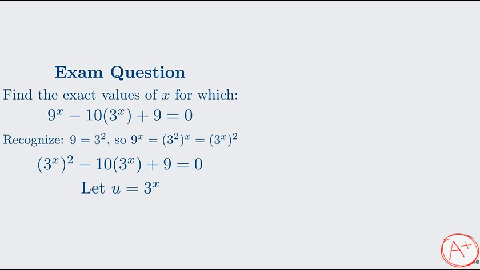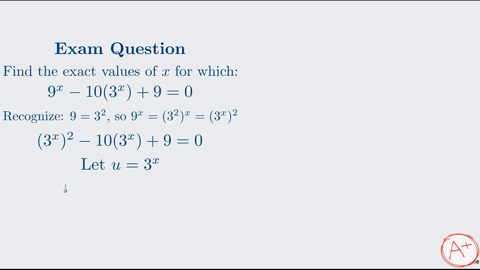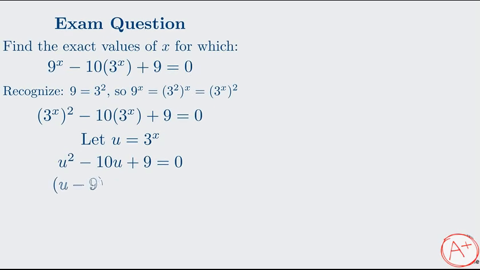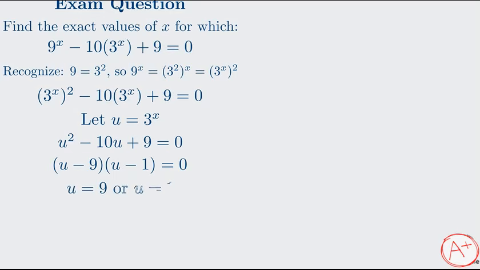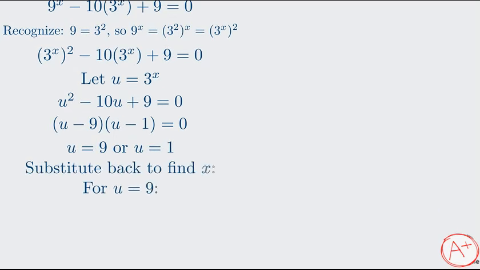Let u equal 3 to the power of x. Substituting u, we get u squared minus 10u plus 9 equals 0. This factors easily. (u minus 9)(u minus 1) equals 0. So u equals 9, or u equals 1. Now we substitute back to find x.